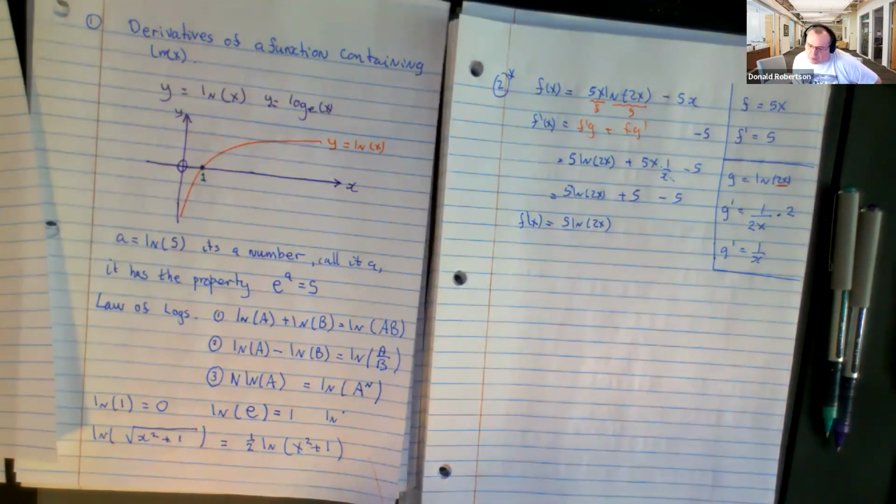Does that look kind of weird, that the numbers end up cancelling each other out and you're just left with 5 natural log of 2x? Doesn't look weird. You're quite comfortable with that. Okay, that's good. That's the answer.